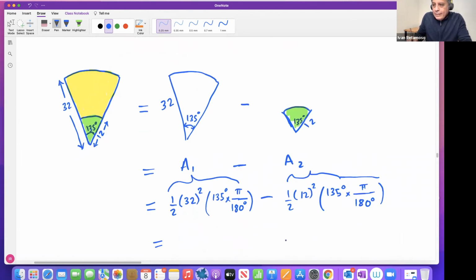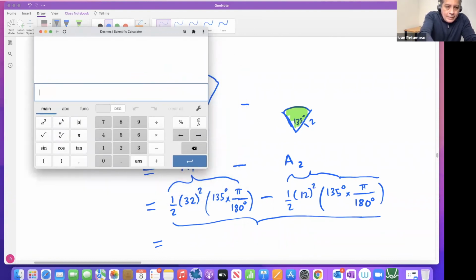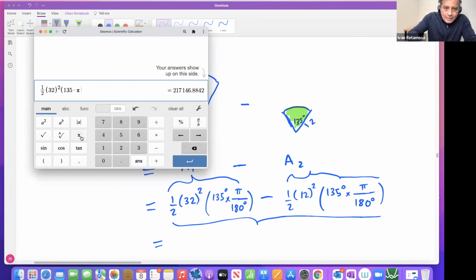All right, now you can use partial computation, compute this first, then this, and then subtract, or you can do this in one computation. I will show you how. Take your calculator, right? I'm using the Desmos Scientific Calculator. I'm gonna start by doing this. 1/2 times 32 squared, times 135 times pi over 180, right? This is this guy, right?